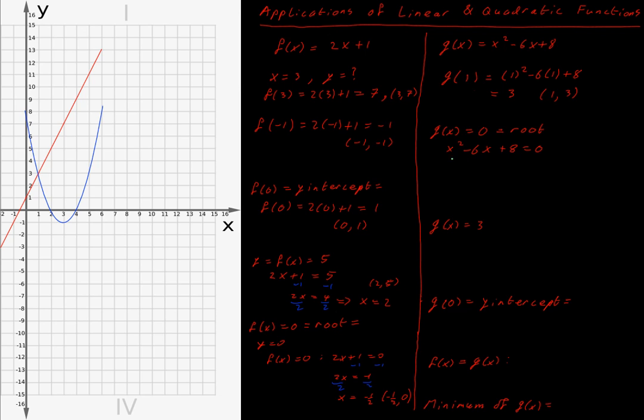And in either case, whichever method we use for solving it, we'll say we do factorizing in this case. If you factorize that, you will find that your factors are x minus 2 and x minus 4. So we get x minus 4 equal to 0, or x minus 2 equal to 0, and x would be equal to 4, or x would be equal to 2. So our points would be (4, 0) and (2, 0).